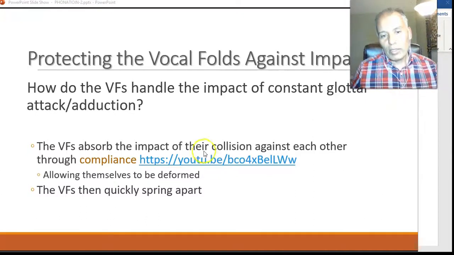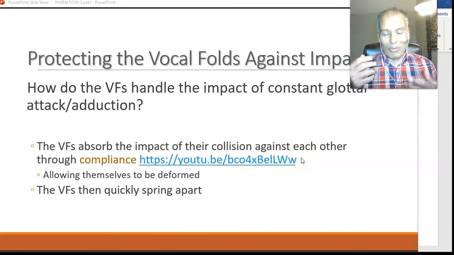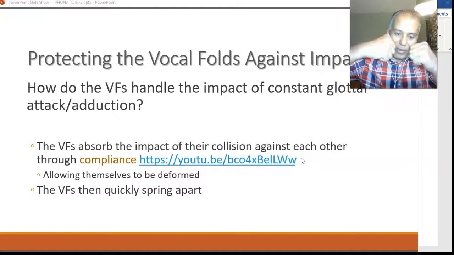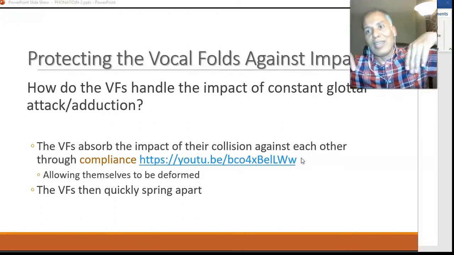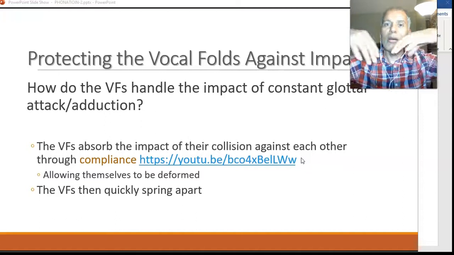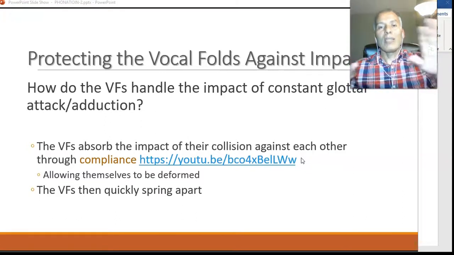And this video is a wonderful animation. It's a wonderful imaging of slow motion of jello hitting other jello, and you can see when the two pieces smash against each other, each one is going to be distorted, and then after the impact, they bounce back to where they were. And you keep doing this and nothing is going to happen.